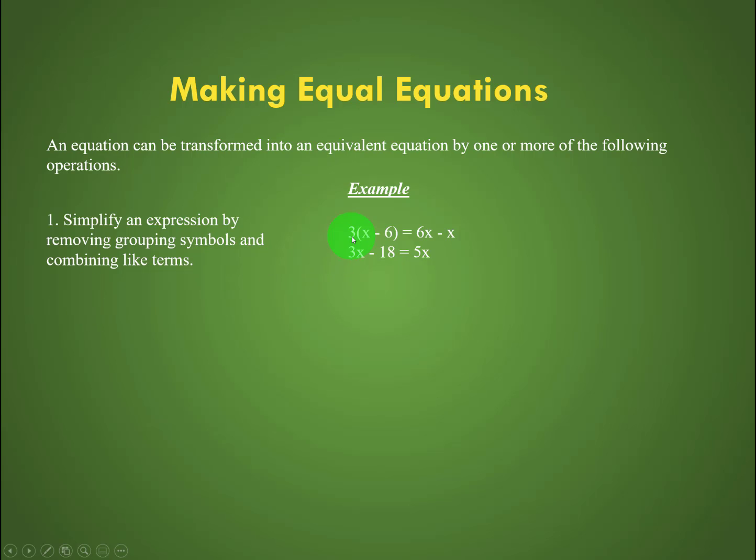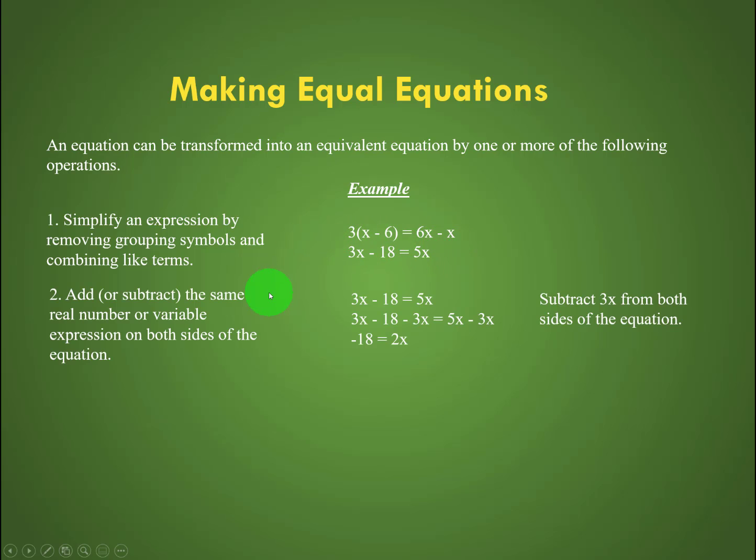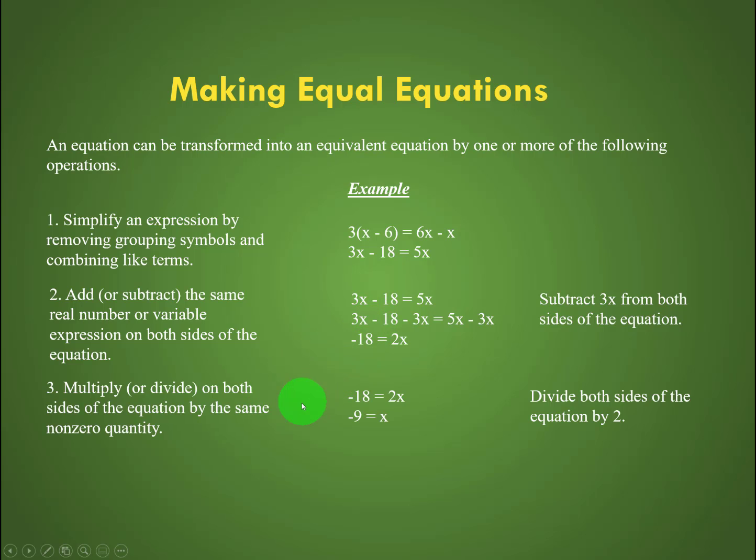So here's our equation, 3 times (x minus 6) equals 6 times x minus x. So first we're going to distribute and collect like terms, right? Now we're going to add or subtract something to both sides. And then finally we're going to multiply or divide on both sides by the same number. And in this case here we end up with negative 9 is equal to x. And since they're equal, we can just flip it over, have the x on the left, and we have x is equal to negative 9.